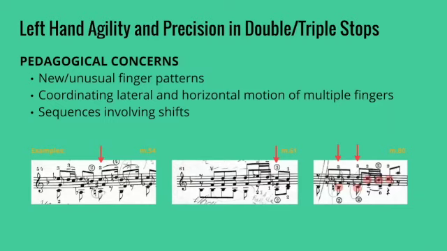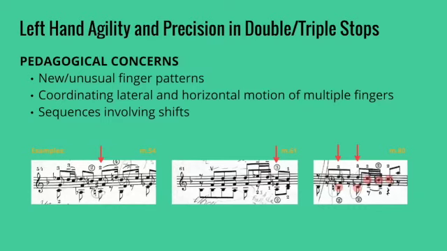The second example highlights something else, which is that even though the fingers are moving horizontally and laterally, the motion could also involve a shift. So in the second example, you'll see this one is a small shift from first position to half position, but then fingers are crossing over, and it can be overwhelming if not approached in the correct way.